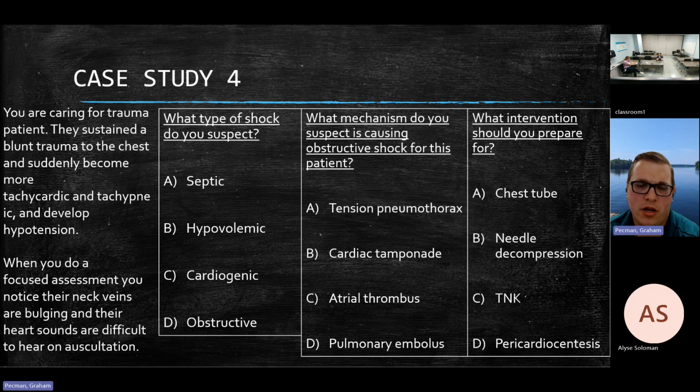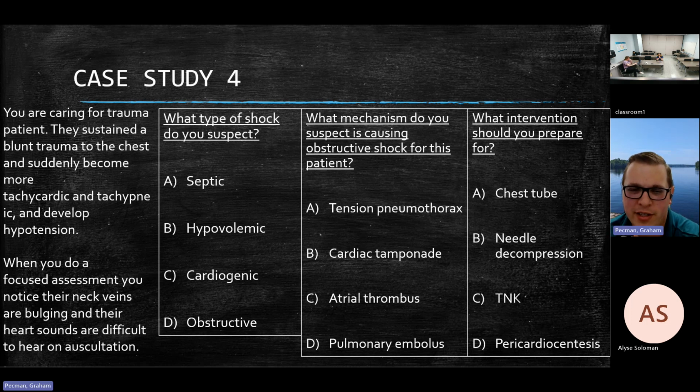And then the mechanism that's causing that obstructive shock for this patient could be tension pneumothorax. Absolutely. I think the key for this scenario was the blunt trauma to the chest. Most likely would be cardiac tamponade. I think we would need a chest X-ray to sort of rule out tension pneumo or cardiac tamponade.